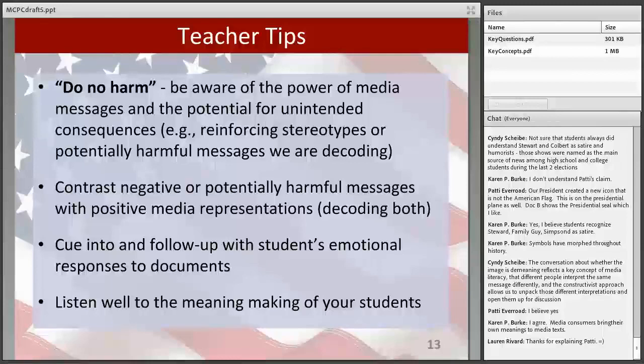So a few notes on do no harm, which is sort of our shorthand for this. Be aware of the power of media messages and the potential for unintended consequences, such as reinforcing stereotypes. Contrast negative or potentially harmful messages always with positive media representations, and cue into and follow up with students' emotional responses to documents. Really important when you're presenting something that's potentially hurtful, to be especially engaged with the students in terms of their emotional responses. And of course, that means listening well to the meaning making of your students.